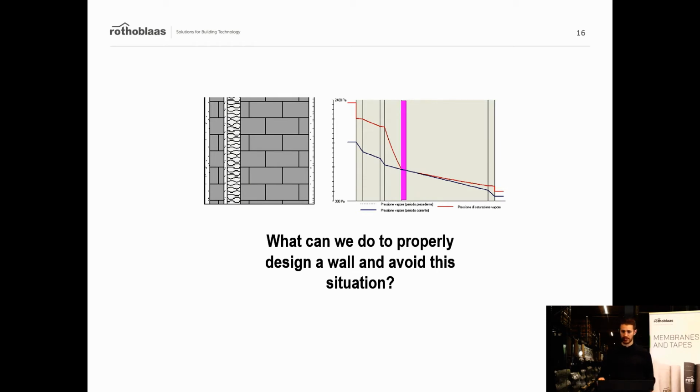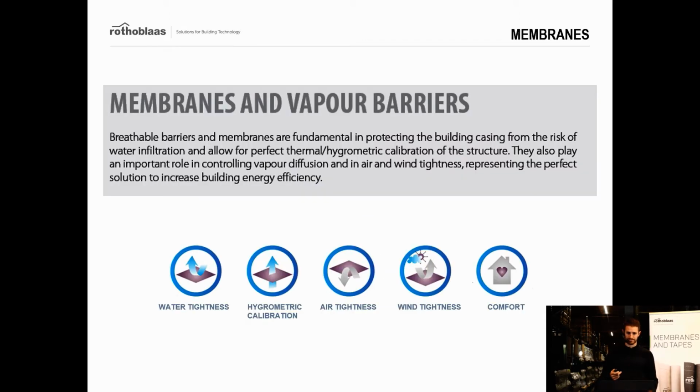But what do we do when we have a buildup in this situation? When we study it, we see that there might be some interstitial condensation. So we are going to use membranes, of course. All the membranes have water tightness. That's a common characteristic of all the membranes. And another characteristic that all the membranes have is wind tightness. So all of them can be used for wind tightness and air tightness as well.